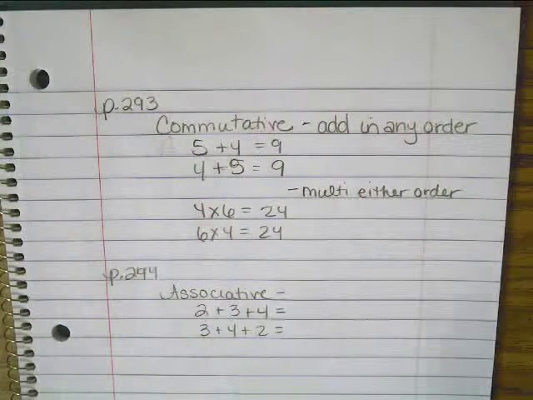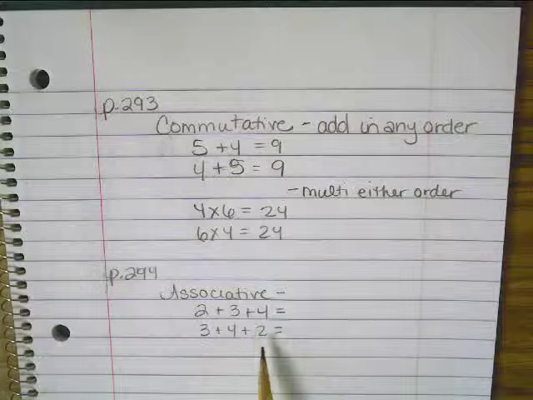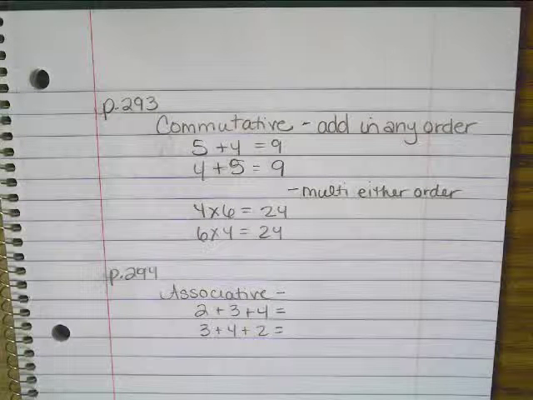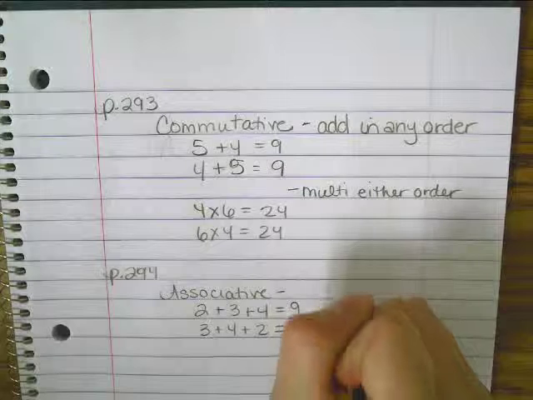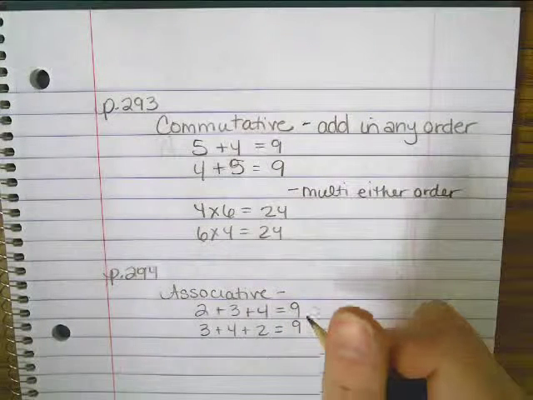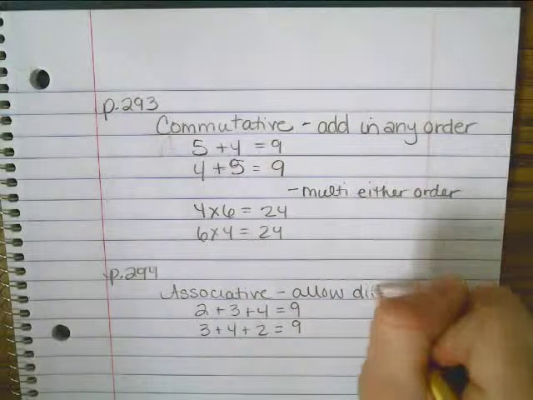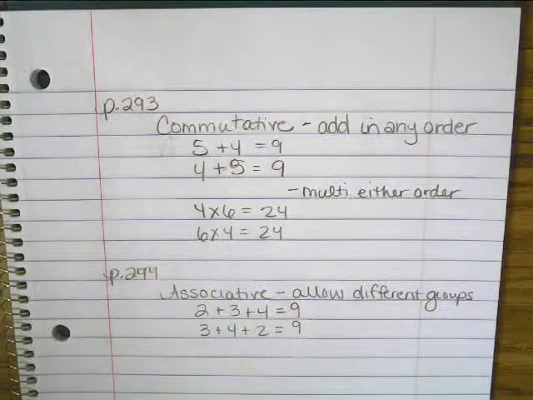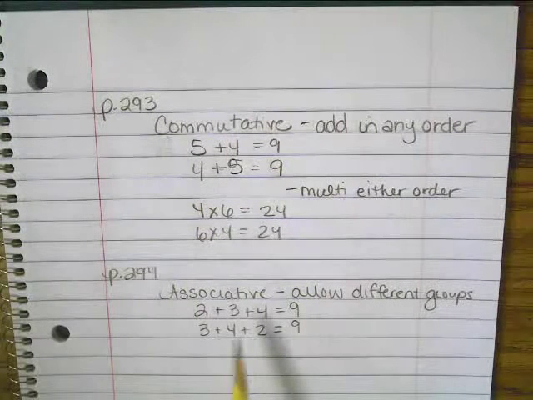Look at the board. I have the 2 plus the 3 plus the 4, and 3 plus 4 plus 2. Are we going to get the same answer? If you add 2 to 3 and then add 4 to it, do we come up with the same answer? Don't both of them equal 9? So in associative property, we can allow different grouping. So we can, again, choose what order we add.